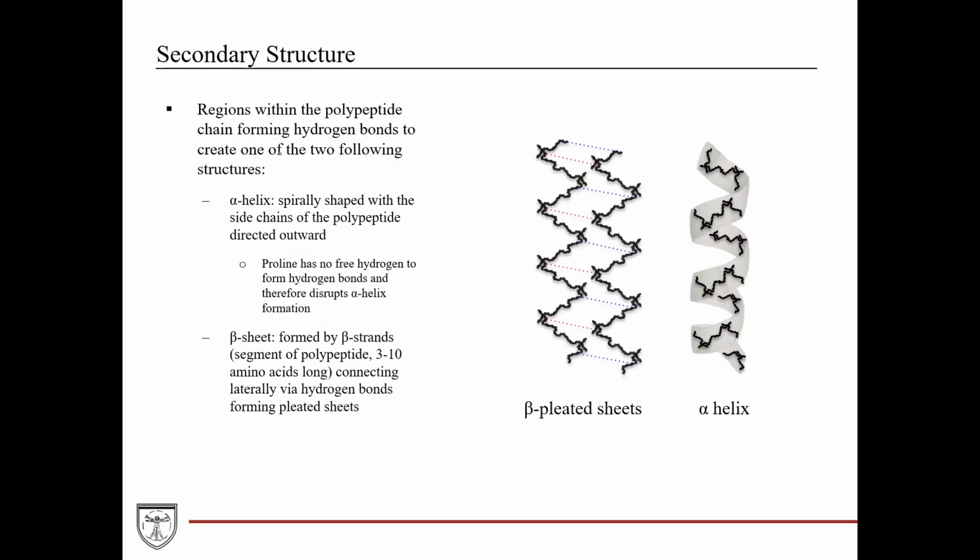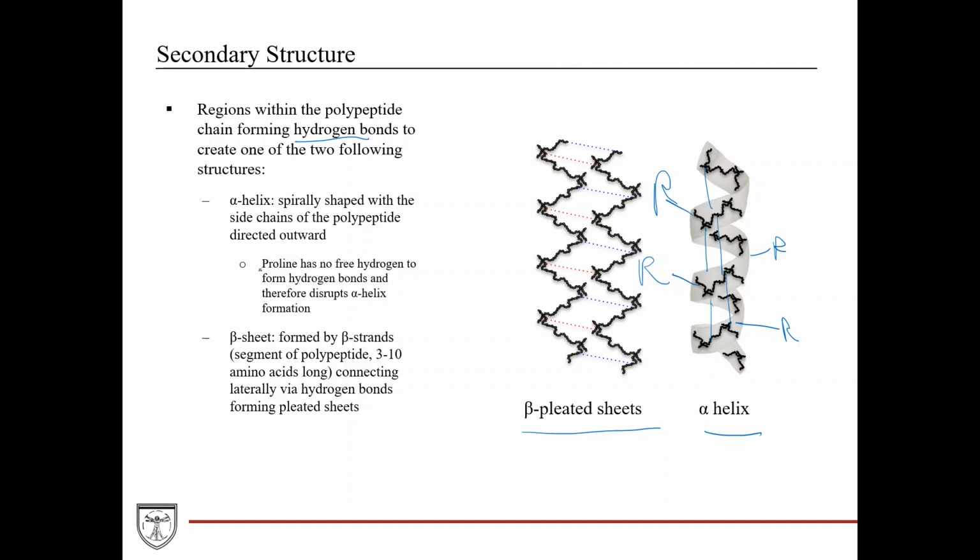Now, when you get to secondary structure, there are regions within the polypeptide chain that form hydrogen bonds, and they create one of the two following structures: an alpha helix or a beta pleated sheet. So an alpha helix is a spiral-shaped structure, and it has the side chains of the polypeptide directed outwards. The side chains would be the R groups. So you have R groups pointing out like this as you go up like this. And the hydrogen bonds that hold these together are, like so, between amino acids to help form this spiral-like structure.